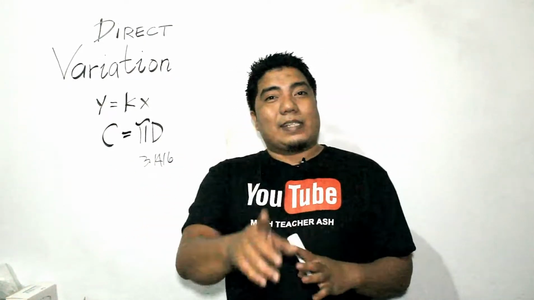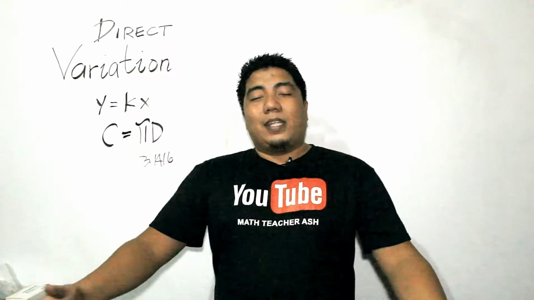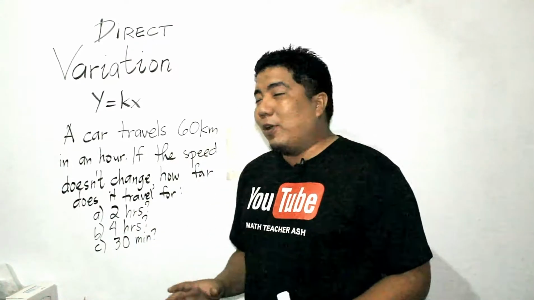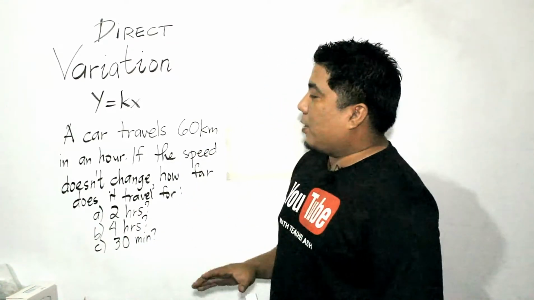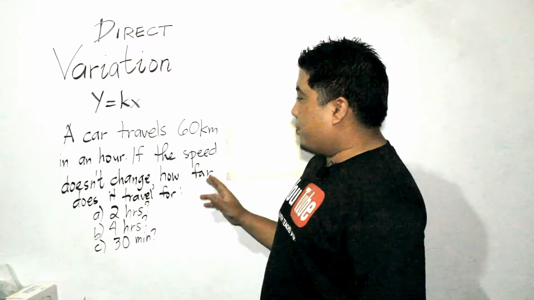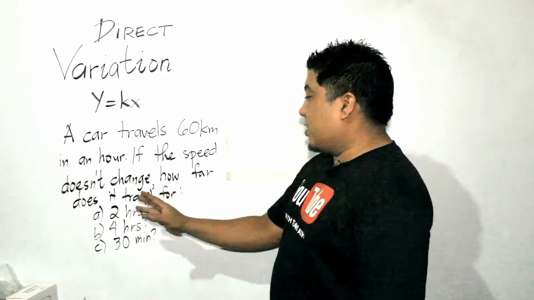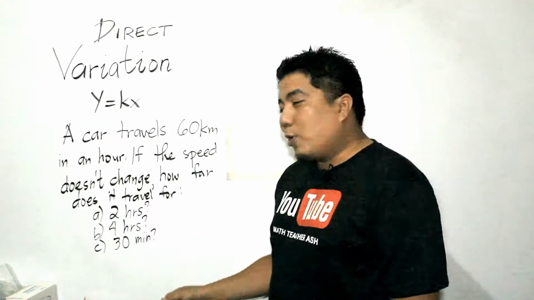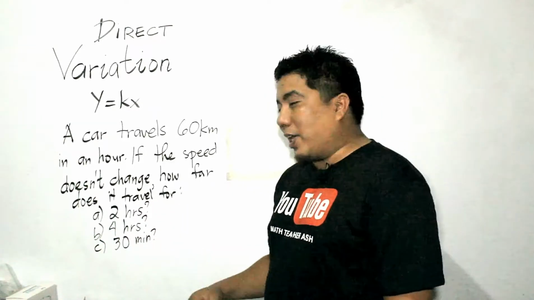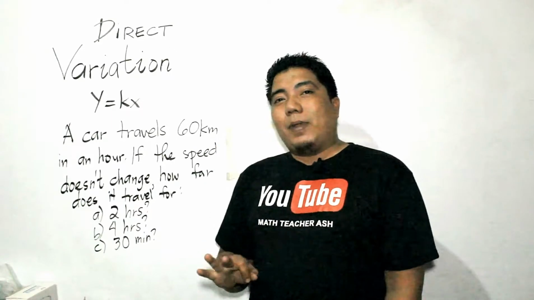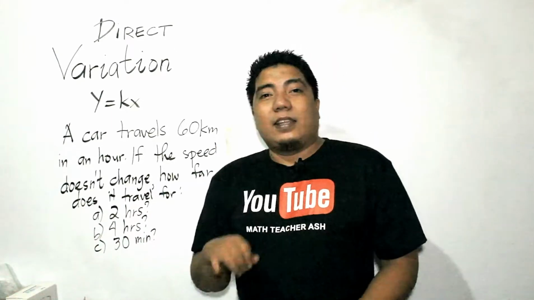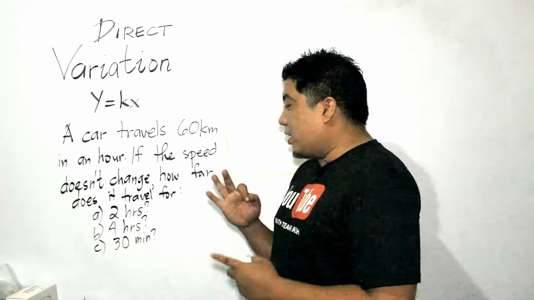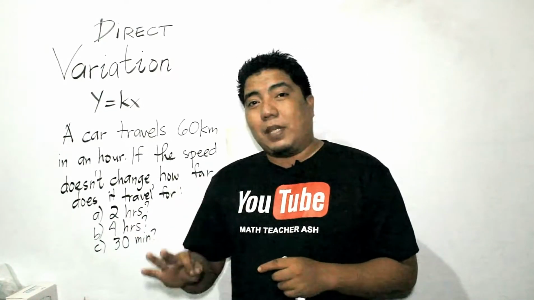Now, let's consider an example in which it is applied in the real world. Okay, math learners, we have here a certain example. A car travels 60 kilometers in an hour. If the speed doesn't change, how far does it travel for 2 hours? For 4 hours? Or for 30 minutes? Okay, so there are 3 problems that we need to know, right? The distance for 2 hours, the distance for 4 hours, and the distance it traveled for just 30 minutes.